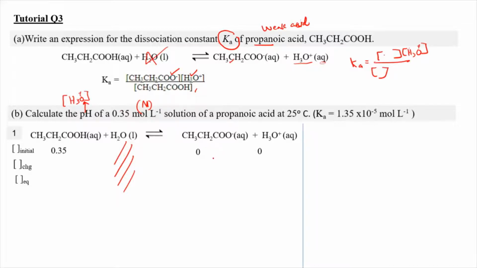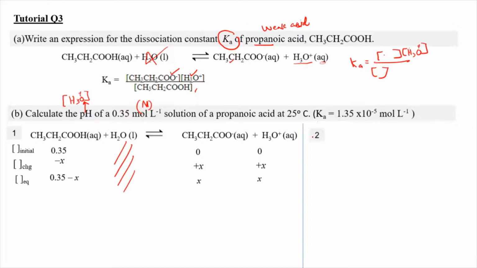0. And as time goes by, the concentration of the propanoic acid will be reduced by negative x because it is a reactant. Meanwhile, the ions are going to increase by plus x, as well as plus x. And at equilibrium, we're going to get the concentration to be 0.35 minus x. For the propanoate ion, we're going to get x. And as for the H3O plus, we're going to get x. And then from here, we need to find the value of x by comparing it with our Ka.